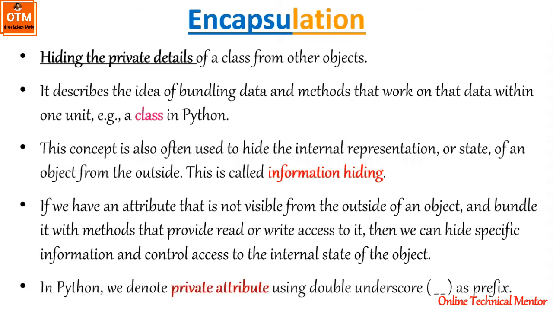In Python, we denote a private attribute using a double underscore as prefix. That means when we write a double underscore in front of any member variable or member function, then that variable or function becomes private, and those variables or functions cannot be used outside the class. I will repeat all these points again after showing you an example. So look at the example first.